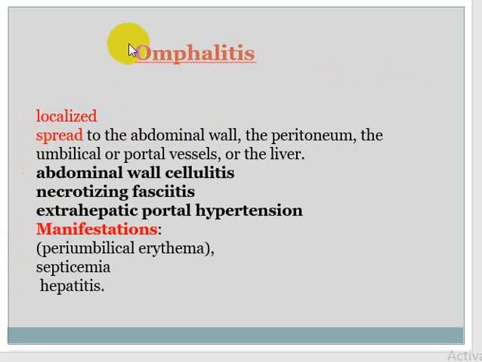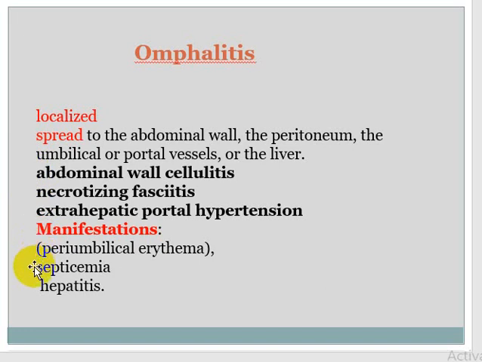Another type of infection that may occur in the neonatal period is omphalitis, which is either localized or spread. Omphalitis, infection of the umbilical stump, may spread to the abdominal wall, peritoneum, umbilical vessels, portal vessels, or also to the liver. When it spreads, it may cause abdominal wall cellulitis, necrotizing fasciitis, and extrahepatic portal hypertension if portal phlebitis occurs. Clinically, there is erythema around the region of the umbilicus.